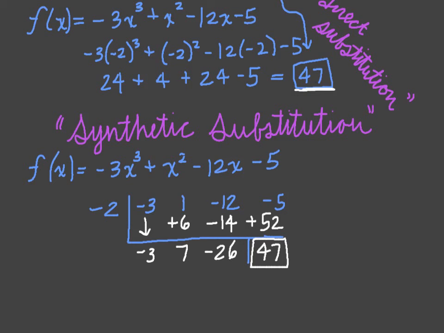So basically what we saw with direct substitution up above and with synthetic substitution, the way we just did it, we get the same answer, f of -2. Plugging in a -2 gives me a y value of 47. That means if I wrote this as an ordered pair, my ordered pair on my graph is -2, 47.